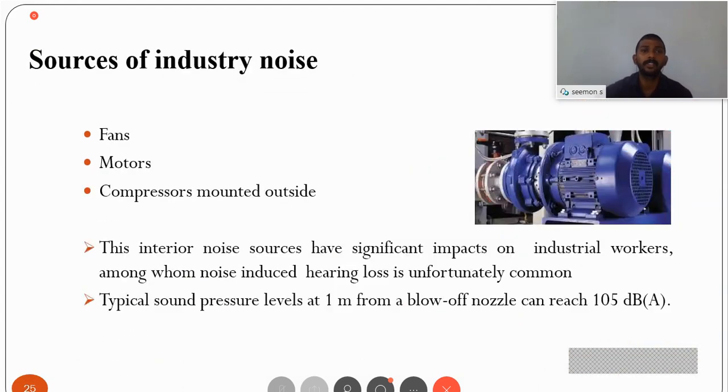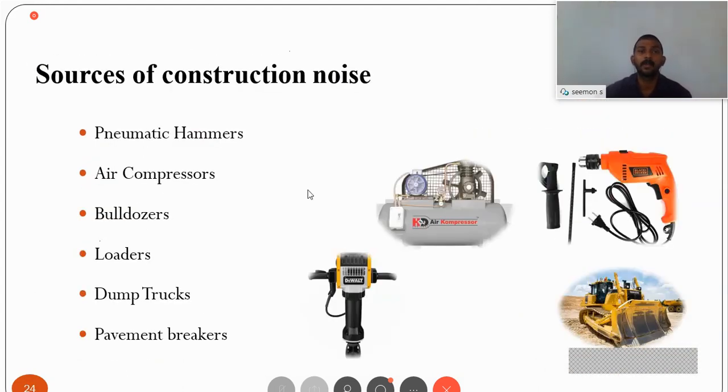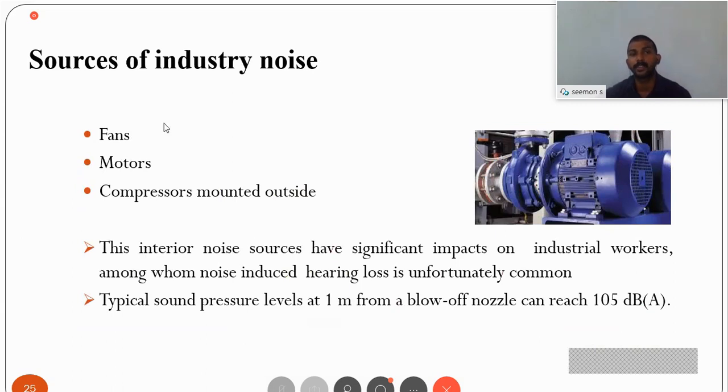And these are the sources of construction noise: pneumatic hammers, air compressors, bulldozers or loaders, dump trucks, pavement breakers. These are the possible sources of construction noise. And these are the sources of industry noise: fans, motors, and compressors mounted outside. And it is found in one study that the people working in industries commonly face the problem of hearing loss.